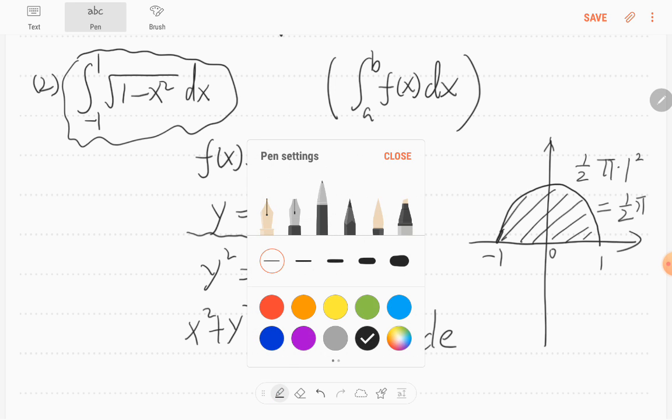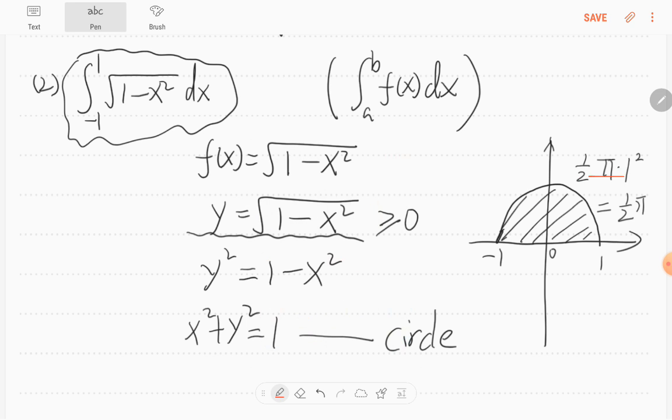And since this is the region above the x-axis, it's the positive area, so it's 1/2 times pi. So this one is equal to 1/2 times pi. Here is -1, here is -1, here is 1, here is 1.